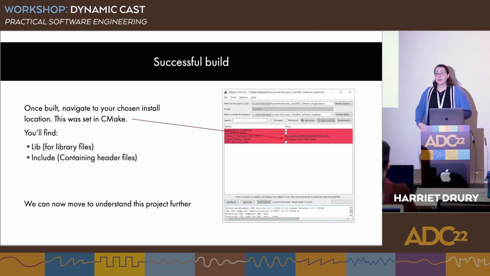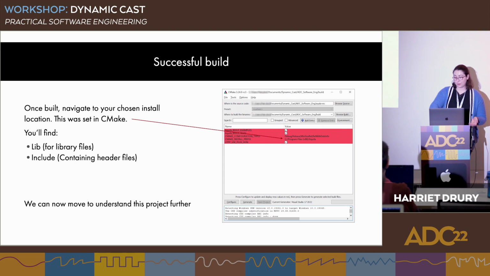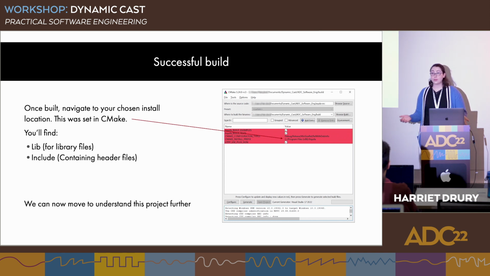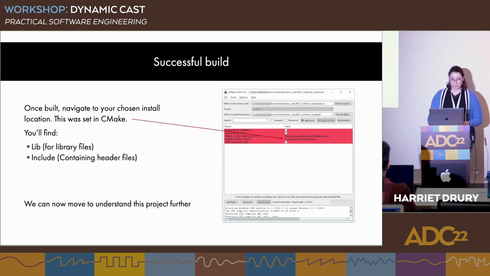How do we tell if it's a successful build? Well, we've told it to install to a place, right? So that should now exist in the CMake install prefix. So you can go there, and if you can find your library files and your include files there, that means that we've successfully built and installed via the GUI, via Visual Studio or Xcode or something like that. So now we can move forward.